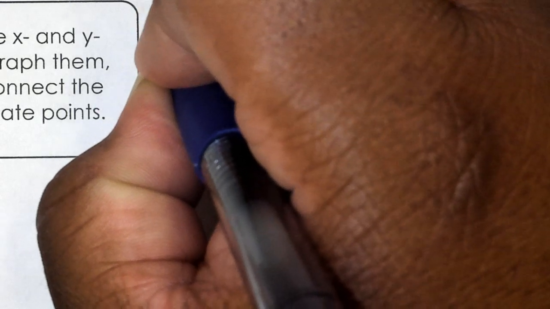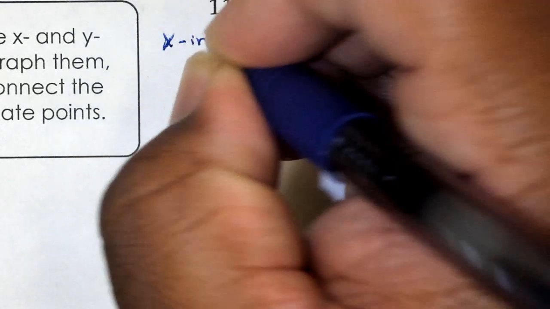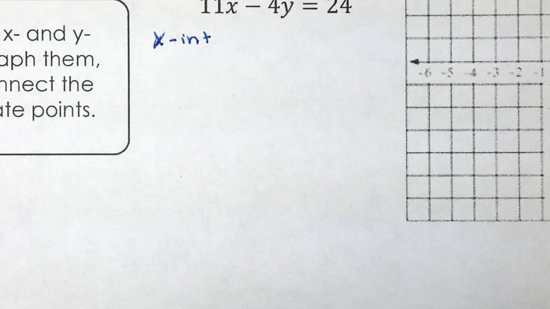So for x-intercept, if I'm looking for my x-intercept where the line hits the x-axis, to find that, I'm going to plug in a 0 for y. Reason being, wherever my line hits the x-axis, my y value has to be 0. And vice versa for y-intercept.